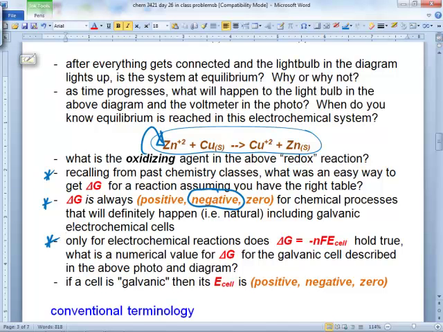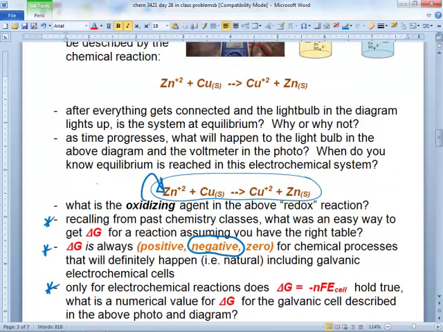So only for electrochemical reactions, we have a new way of getting delta G for a reaction. Delta G is minus nFE cell. What is a numerical value for delta G for the galvanic cell described in the above photo and diagram? Ooh. Okay.